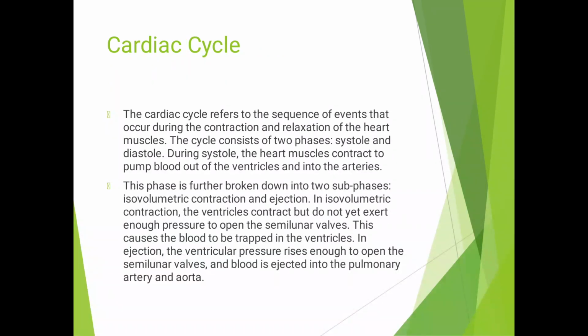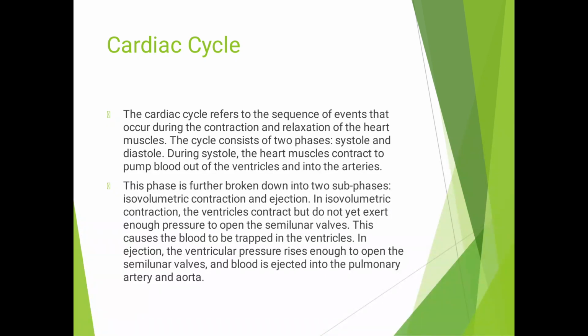The next concept is the cardiac cycle. Cardiac cycle refers to the sequence of events that occur during the contraction and relaxation of the heart muscles. It consists of two phases, systole phase and diastole phase. Systole means contraction, and diastole means relaxation.